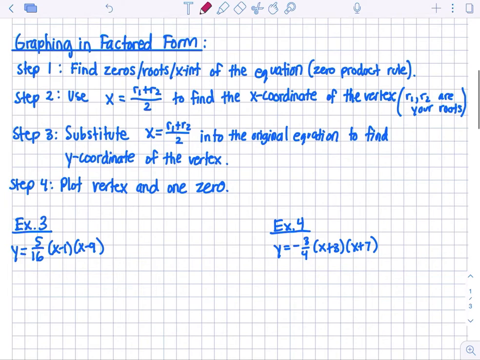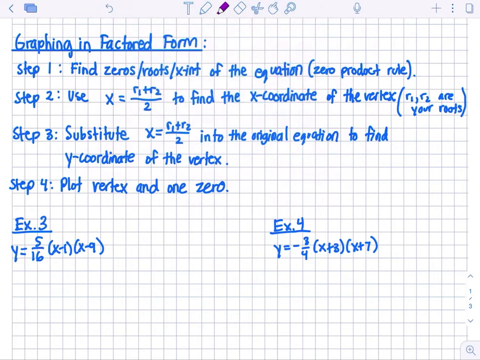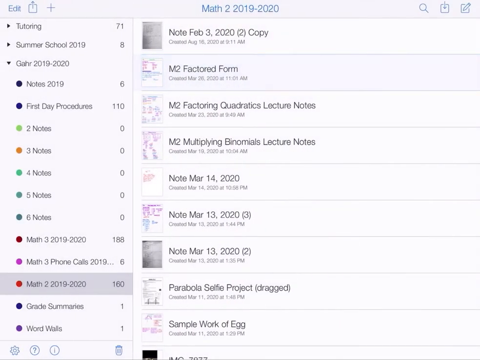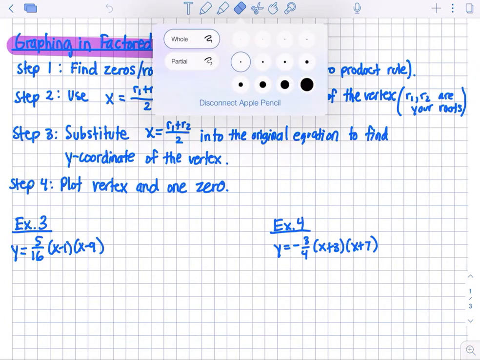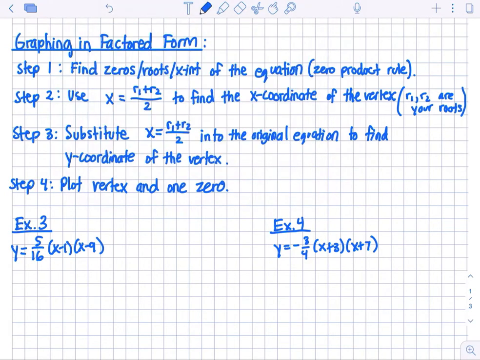Okay, now we're going to transition over here, and we're going to read this, okay? This is when you guys have to graph in factored form. And if you guys forgot what factored form is, this is what it is. Remember, f of x is equal to a times (x minus r1)(x minus r2). That's what your guys' factored form looks like for quadratics, okay?